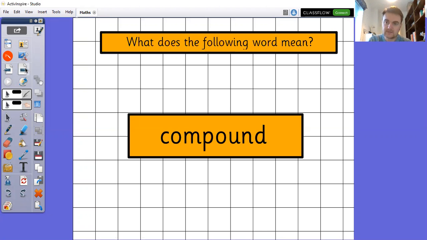And the word compound, we see this with compound words as well. Compound means two or more things being put together. So words like rainbow, shoelace, they are two words that have been combined to make one compound word. And compound shapes are exactly the same. They're two shapes that have been combined together to make one.